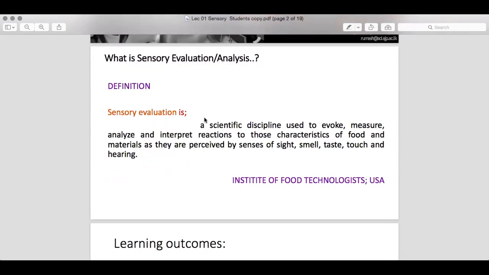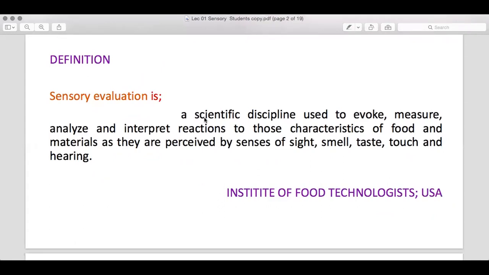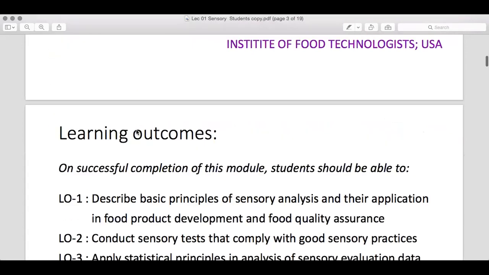Sensory evaluation is a scientific discipline used to evoke, measure, analyze, and interpret reactions to those characteristics of food and materials as they are perceived by the senses of sight, smell, taste, touch, and hearing. It is very easy to understand the definition. We have 5 senses, and we measure the food using those 5 senses and take decisions, right?